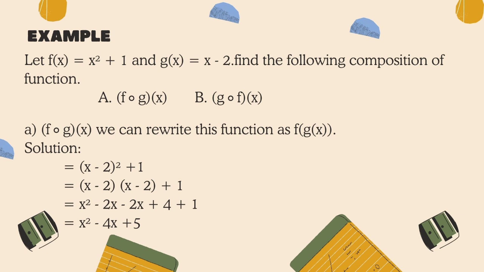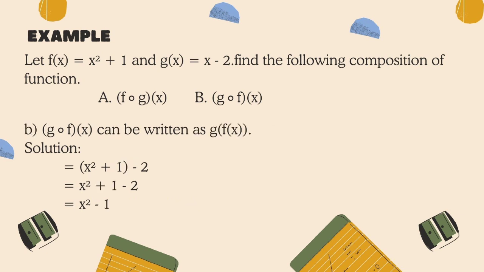So for our letter B, g composed of f of x can be written as g of f of x by replacing f of x equals x squared plus 1 in g of x. The resulting expression is x squared plus 1 minus 2. So to solve for this problem, 1 minus 2 is negative 1. So our answer would be x squared minus 1.